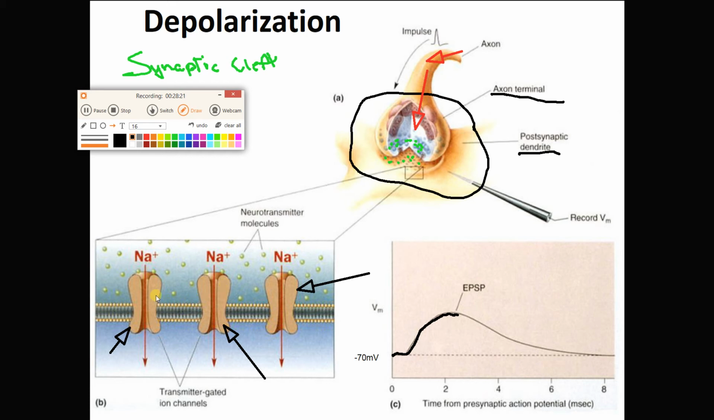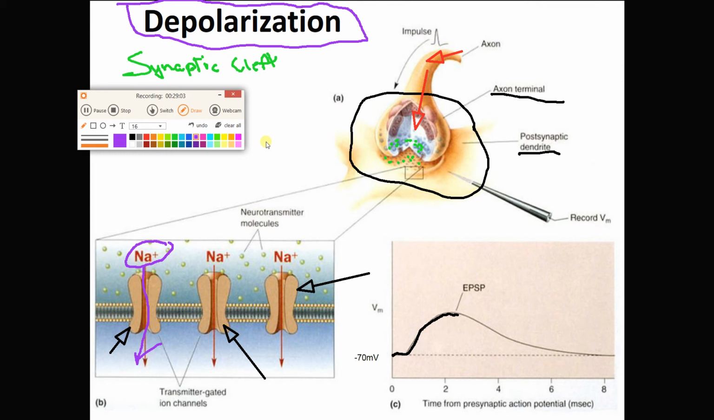And when these channels open, look what's happening. These channels are channels for sodium, and sodium is rushing in. Sodium is a positively charged ion, so the membrane potential is going to become more positive. In other words, it is going to depolarize. Hey, we just answered one of the extra credit questions, didn't we? Hopefully, you've been paying attention. This is one of the ways we can achieve depolarization.